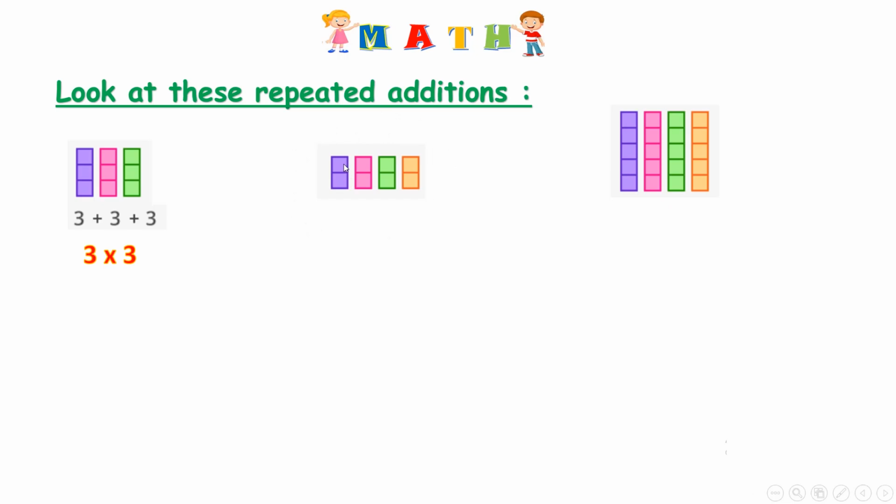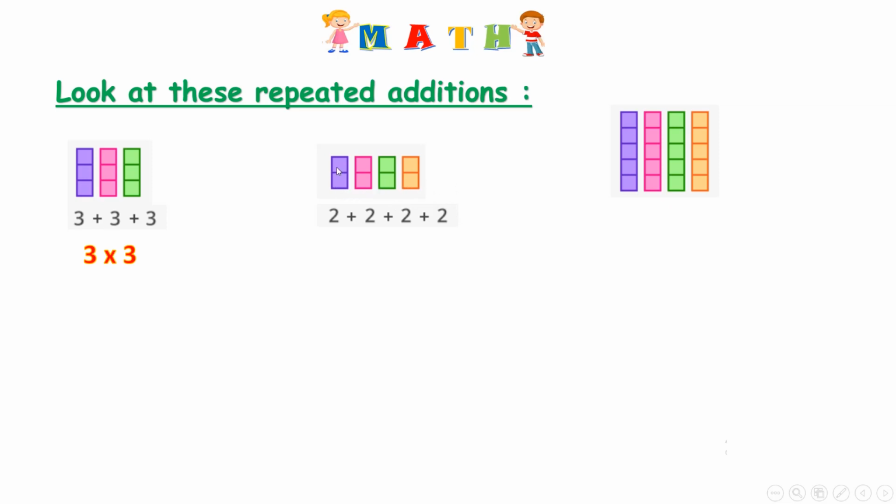In here I have what? 1 and 2. 2 violet squares. And then beside it I have 1 and 2 pink squares. Beside it I have 1 and 2 green squares. And then beside it I have 1 and 2 orange squares. So I have 2 and 2 and 2 and 2. It's like what? It's like 2 plus 2 plus 2 plus 2.